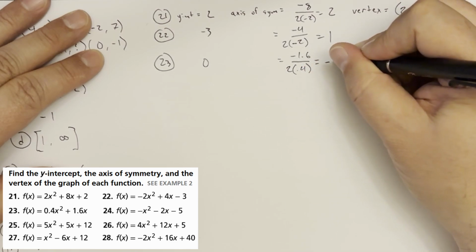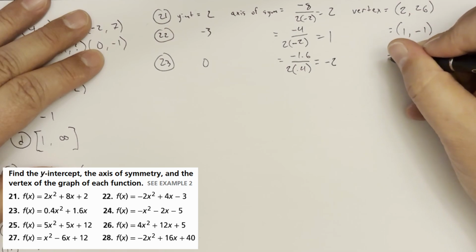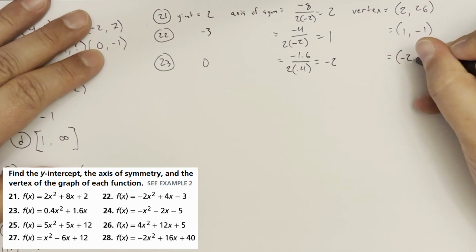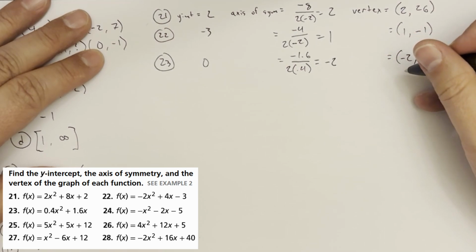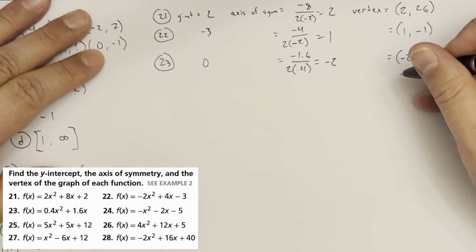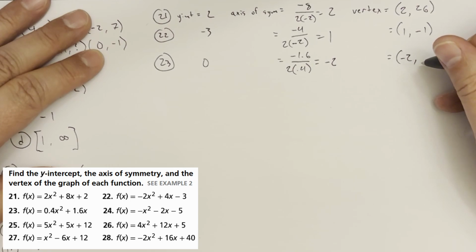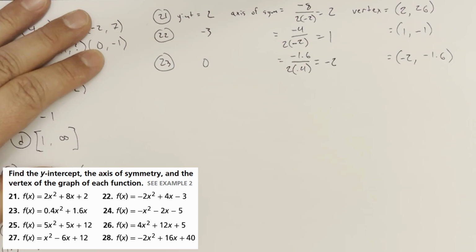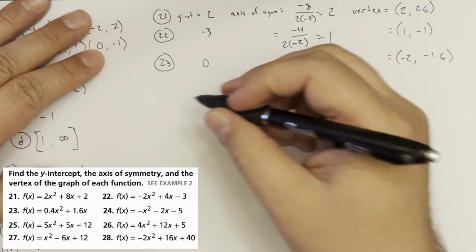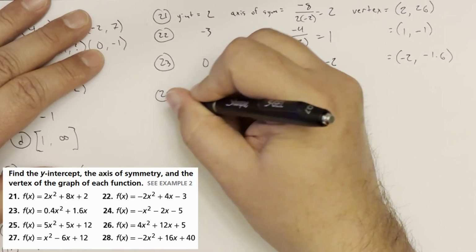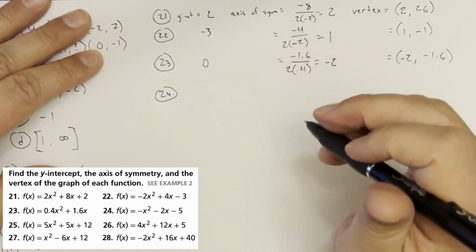So we find the function of -2, and we have -2 squared is 4 times 0.4 is 1.6, and then 1.6 times -2 is -3.2, which means it's -1.6. A negative 3.2 and a positive 1.6 gives us -1.6. 24. -5 is our y-intercept. That's the easy part.